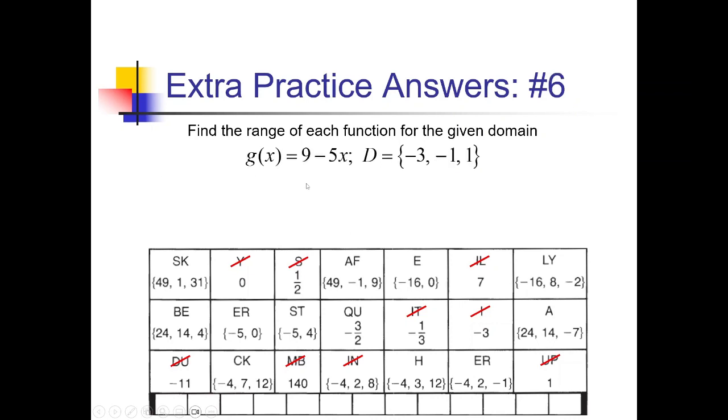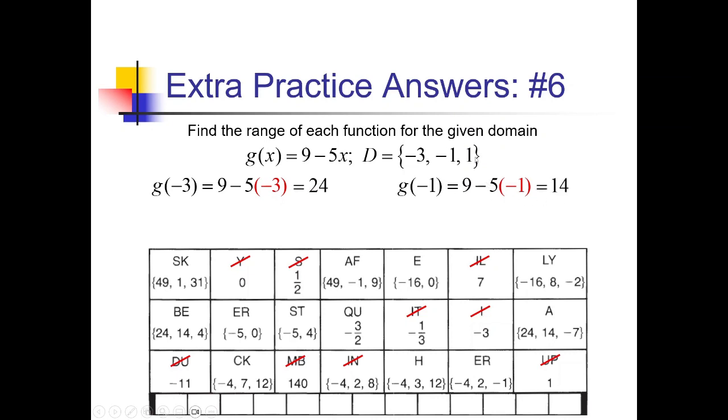For number 6, we have the g function, 9 minus 5x. Plugging negative 3 in to start off, we have 9 minus 5 times negative 3. Negative 5 times negative 3 is 15. 9 plus 15 is 24. Next up, let's plug negative 1 in. So we have 9 minus 5 times negative 1. This minus 5 times negative 1 is really a plus 5 then. So 9 plus 5 gives us 14 for the second number.